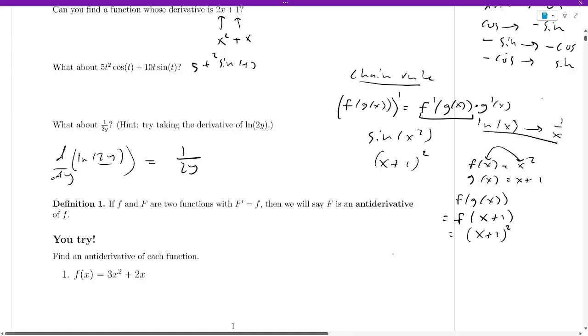So that's the first part, and then we have to do the second part, which is multiply by g prime. So g is 2y. I should have labeled this. This is g. So I have to do the derivative of 2y. That's like the power rule from before. The derivative will just be 2. So I'll have times 2 here.